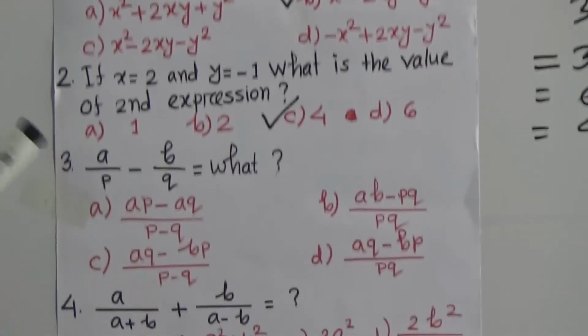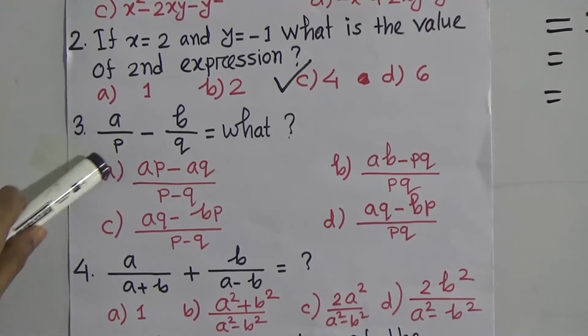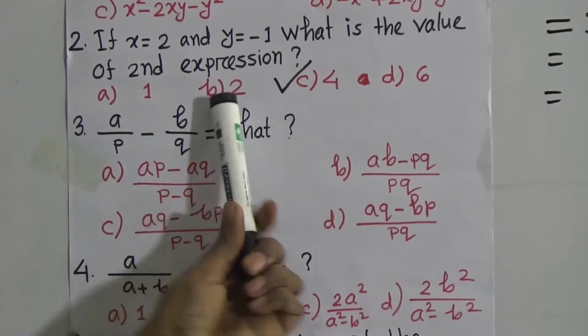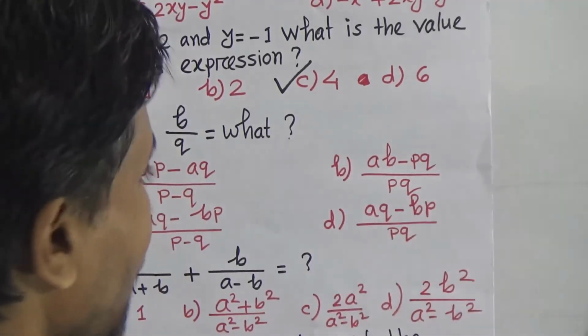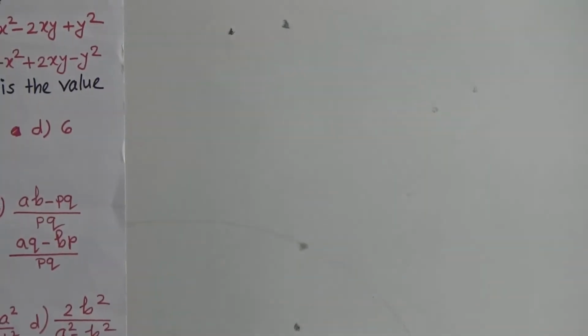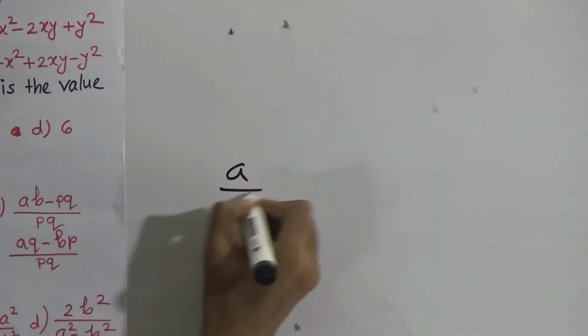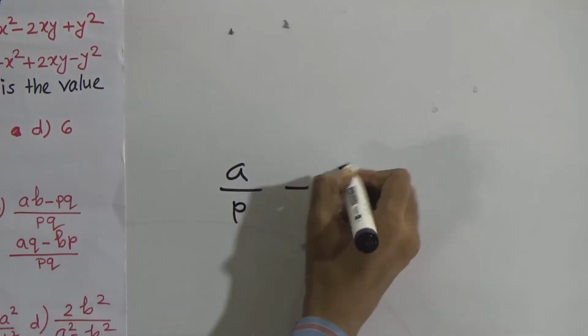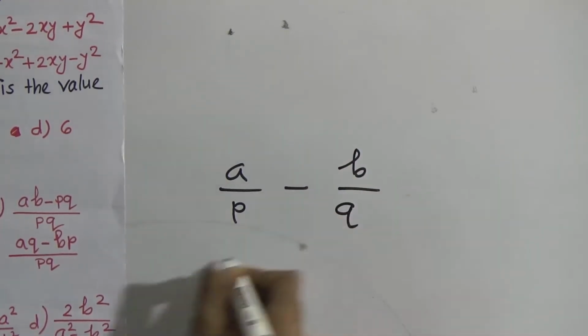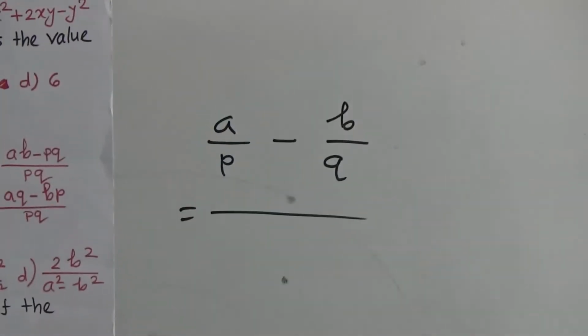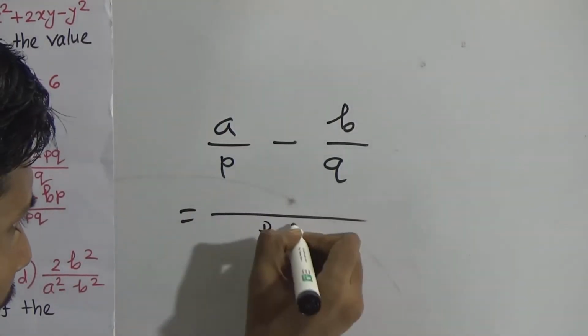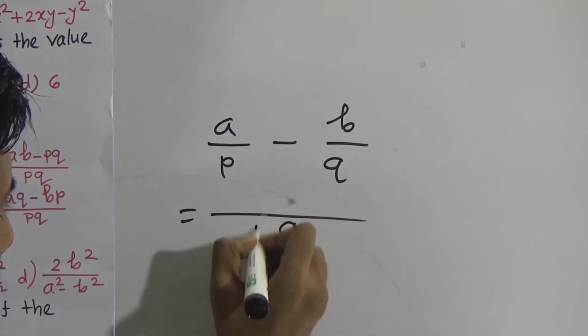Now see question number 3. Please watch the question: a by p minus b by q equals what? That means we have to simplify this. Look, a by p minus b by q. What is the LCM of p and q? The LCM of p and q is pq.